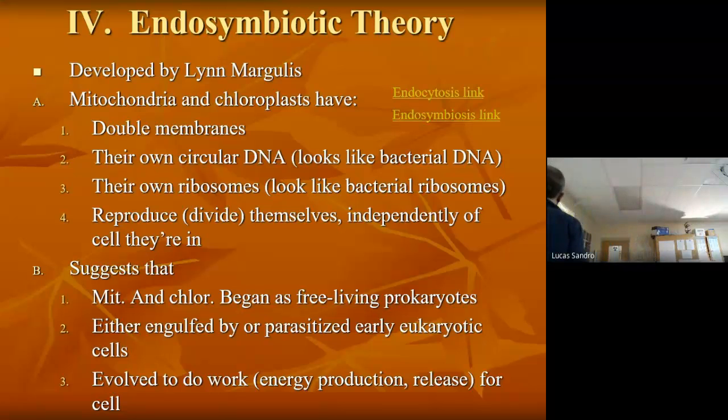And the big cell helped the little cell by taking in lots of little critters that could be digested. And so, the evidence here is pretty overwhelming. The double membrane from it being taken in, the circular DNA that looks like bacterial DNA, their own ribosomes that look like bacterial ribosomes, and the fact that they reproduce just like bacteria on their own and not directed by the cell is pretty hard evidence that this theory is our best explanation.